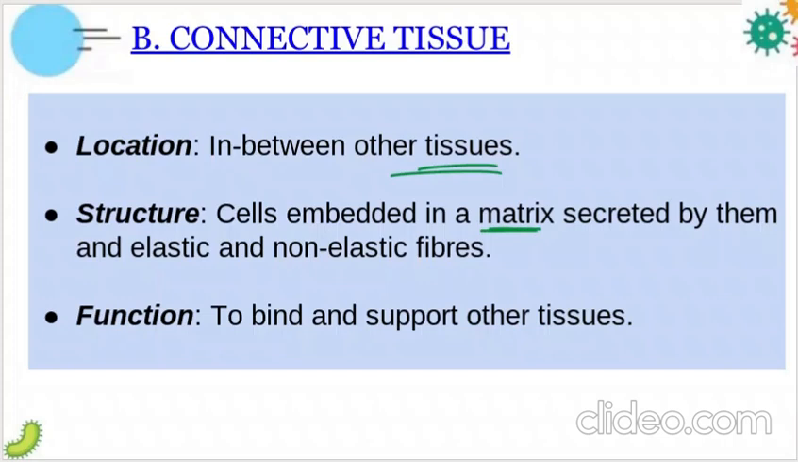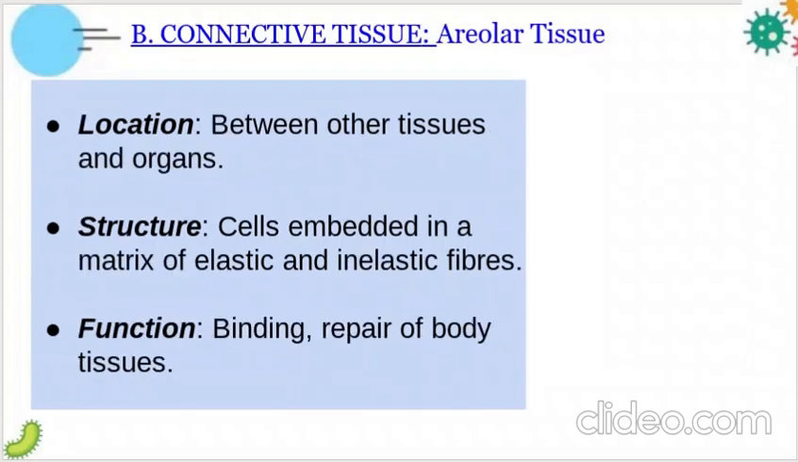So they are secreted by them, and it is elastic also, non-elastic fibers. The matrix is the main thing, and the function is to bind and support all the other types of tissues. So the first type of connective tissue is areolar tissue. Now talking about areolar tissue, they're simple connective tissue.